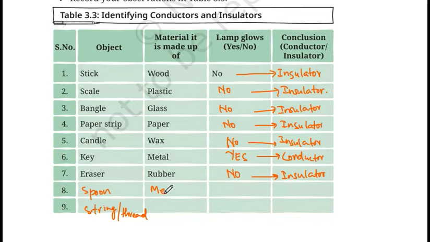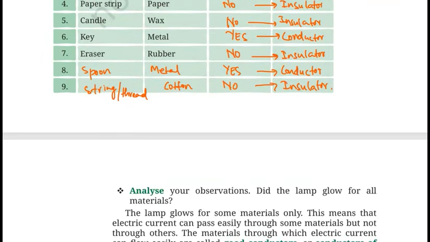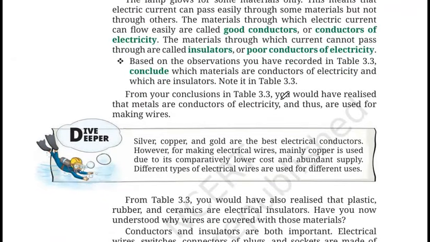Spoon, it's made of metal, right? So yes, conductor. Not all spoons are made of metal; we are taking a metal spoon here. String or thread made of cotton, so it won't allow current, no, it is an insulator. In this way you can put something of your choice and make a list of conductors and insulators.